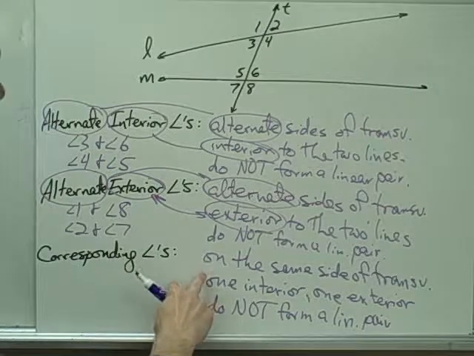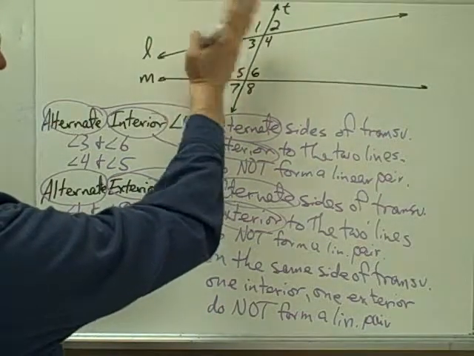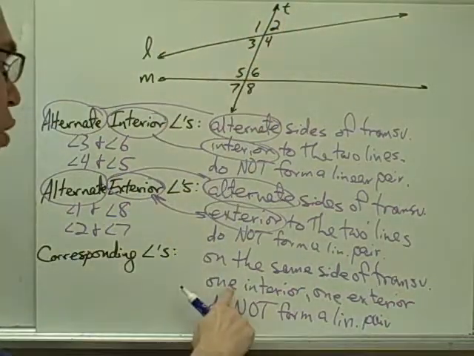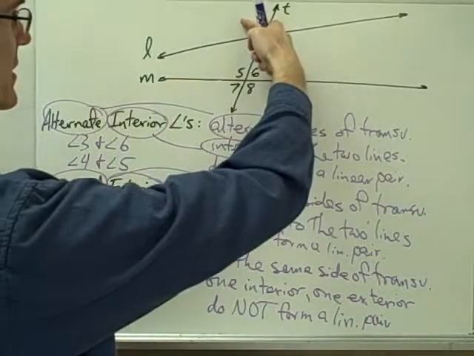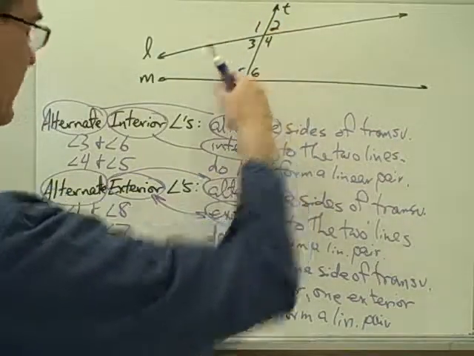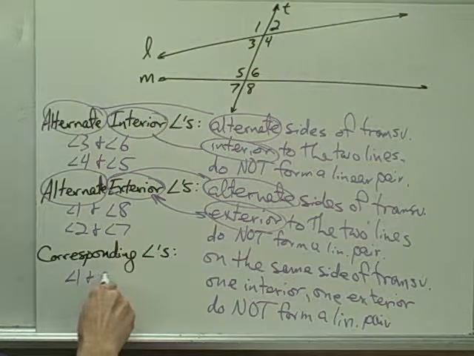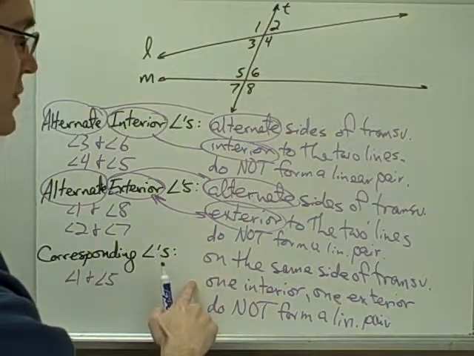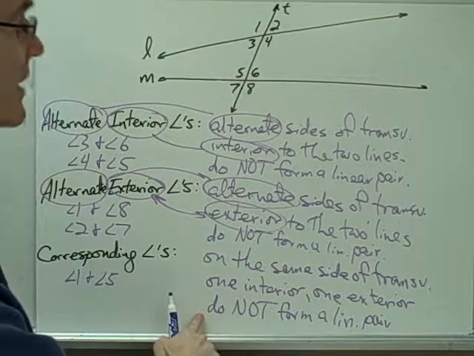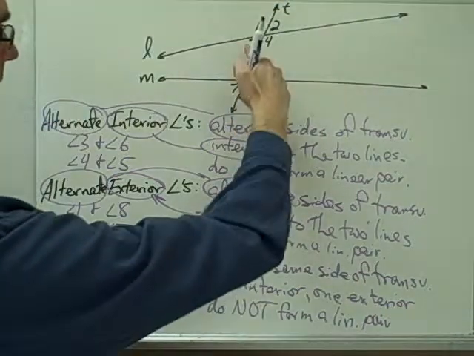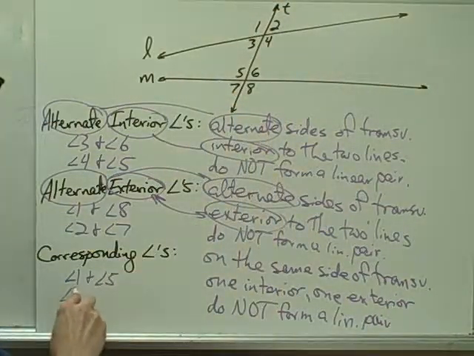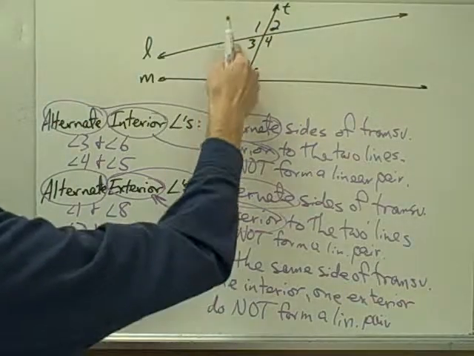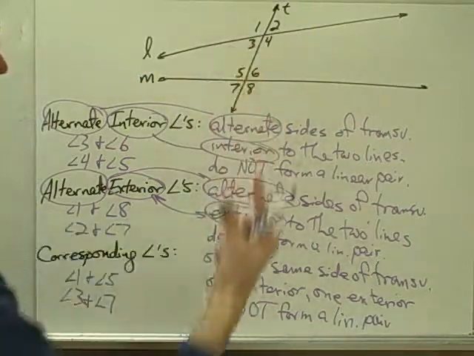So let's see, on the same side of the transversal. Both of my angles in my corresponding angle pair are going to be either both on the left or both on the right. One interior and one exterior. So let's see, angle 1 and angle 5, that's going to be a pair of corresponding angles. 1 and 5, they're on the same side of the transversal. One is interior, one is exterior. They do not form a linear pair. Let's see, I've also got angle 3 and angle 7. Same side of the transversal, one interior, one exterior. They do not form a linear pair.